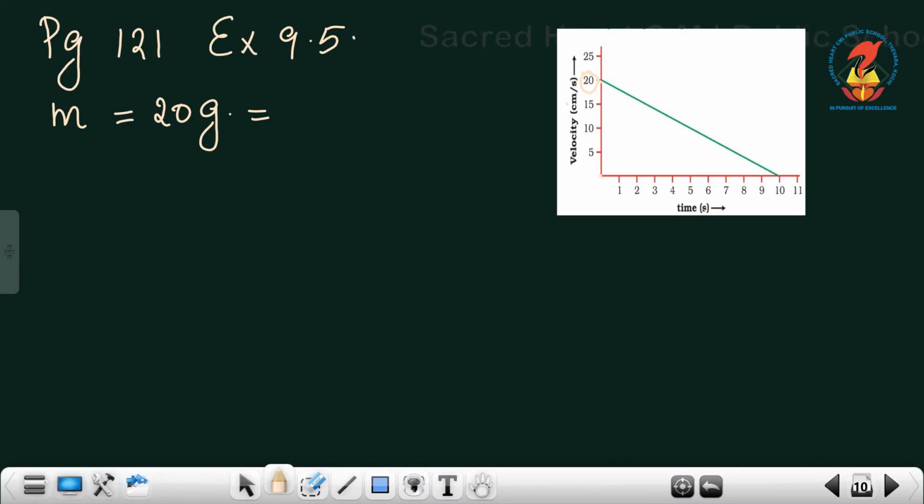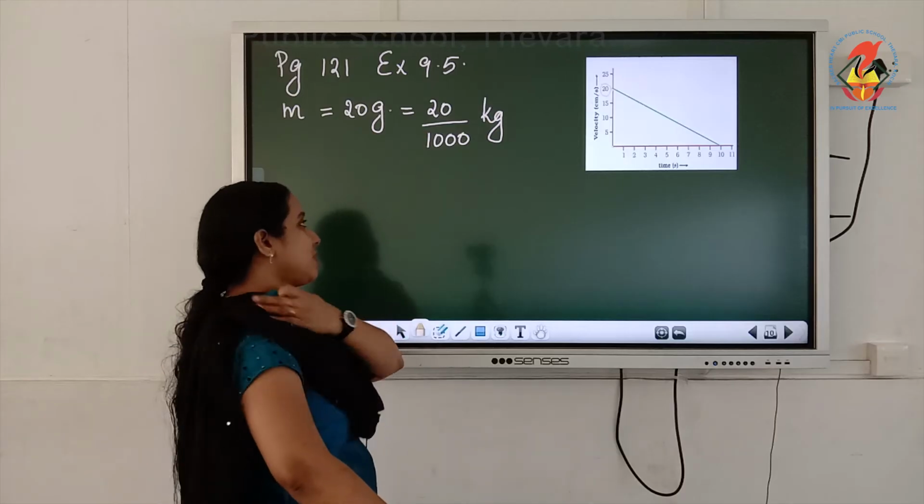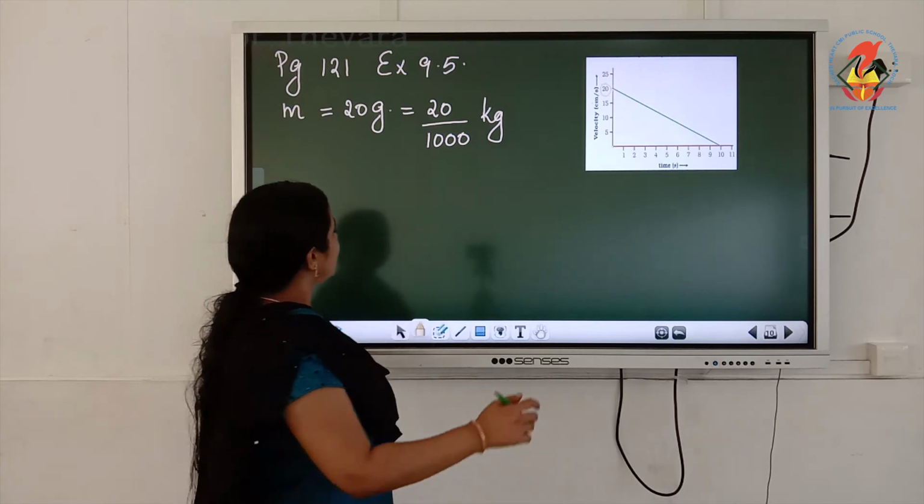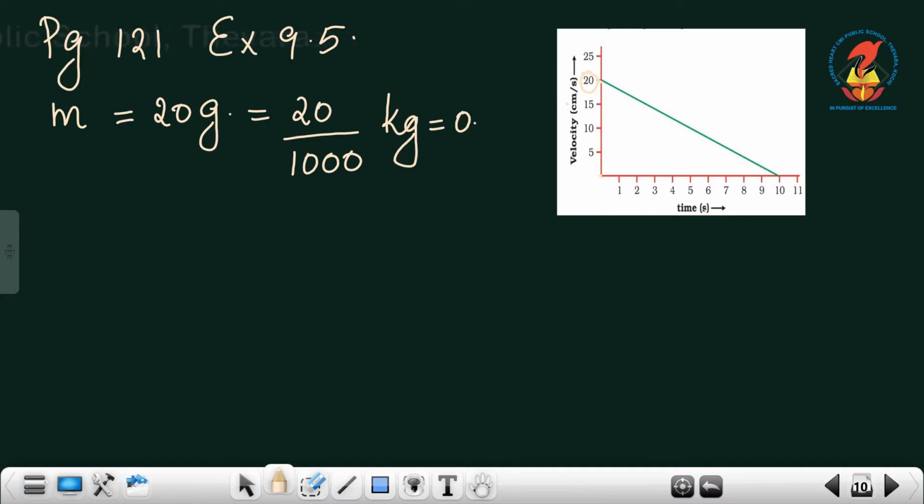For that, 20 divided by 1000, the unit will change into kilogram. So, to change gram into kilogram, just divide it by 1000. So, the mass becomes 0.02 kilogram. When you divide 20 by 1000, it becomes 0.02 kilogram.